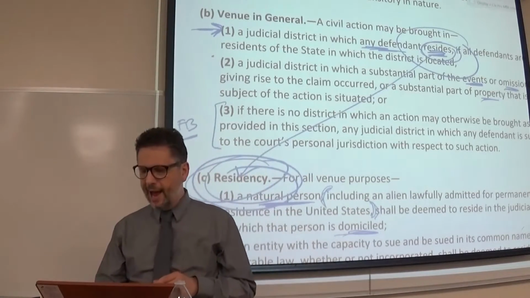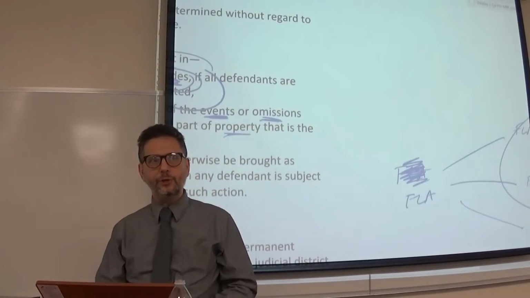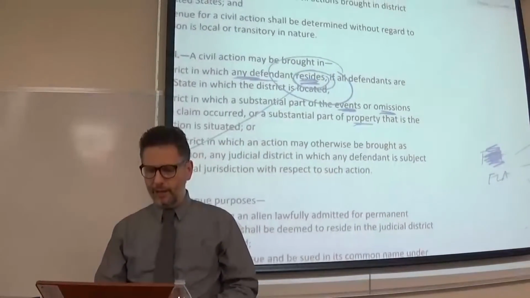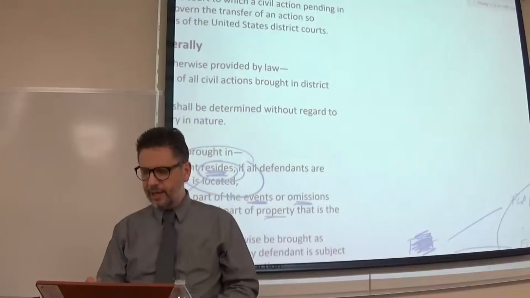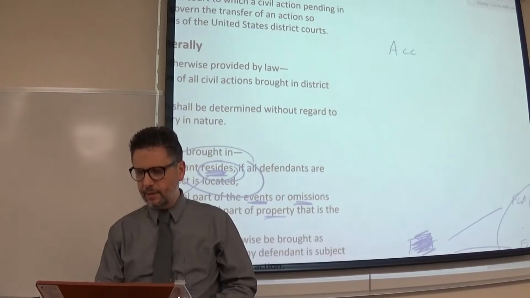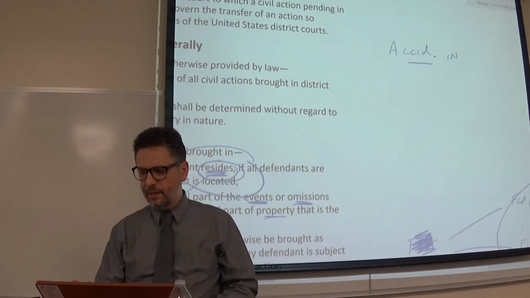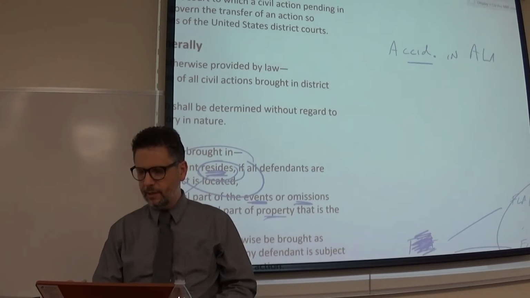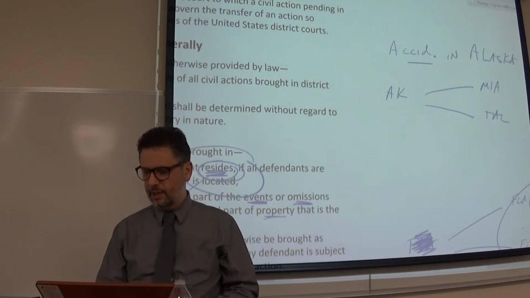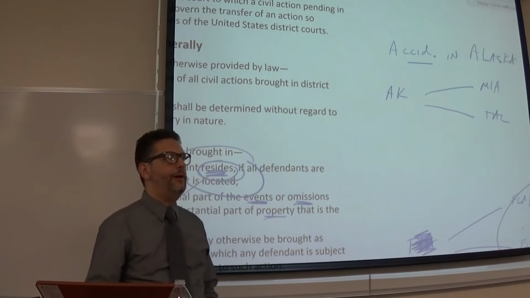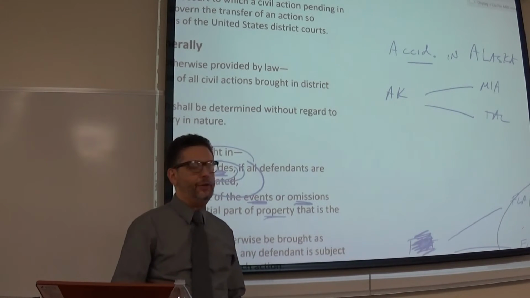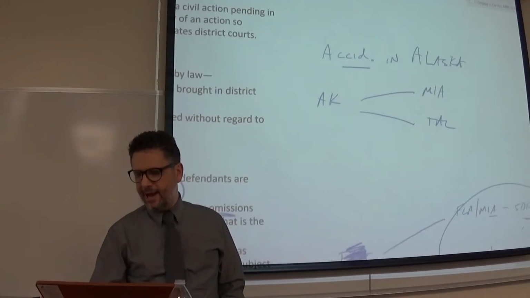Now, you can have venue in multiple places under 1391. So say, for example, there is an accident in Alaska, and you have Alaska versus Miami and Tallahassee. Well, I can think of 3 districts in which you're going to have venue. First, you're going to have the Southern District of Florida.